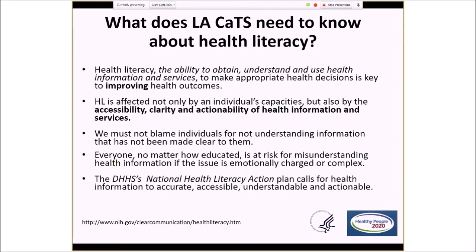The NIH has said we can't blame individuals for not understanding information that we haven't made clear to them, and that everybody, no matter how educated, is at risk for misunderstanding health information if the issue is emotionally charged and complex. Palliative care can be emotionally charged, so can a cancer diagnosis, and genomics is complex. The Department of Health National Health Literacy Action Plan calls for health information to be accurate, and most of the time it is accurate, but it is often not accessible, understandable, or actionable.